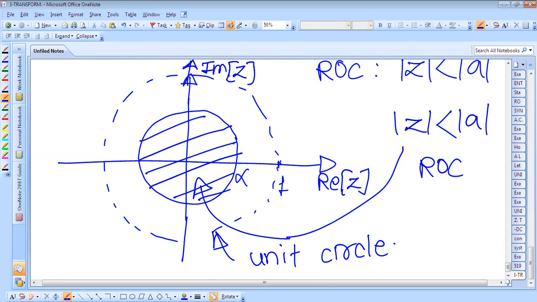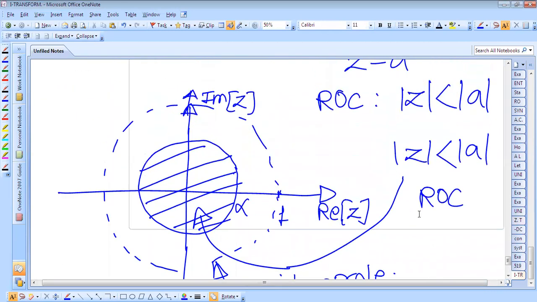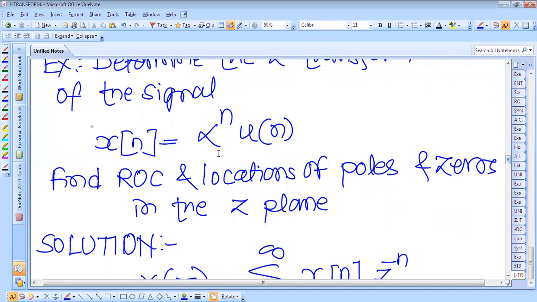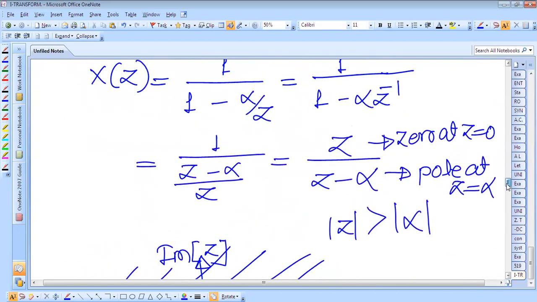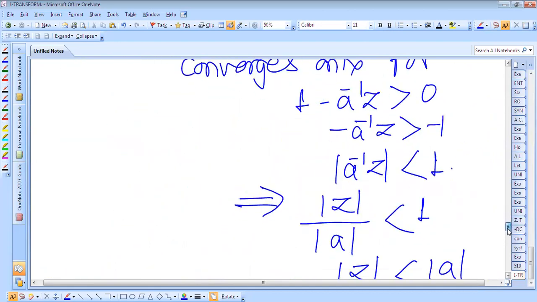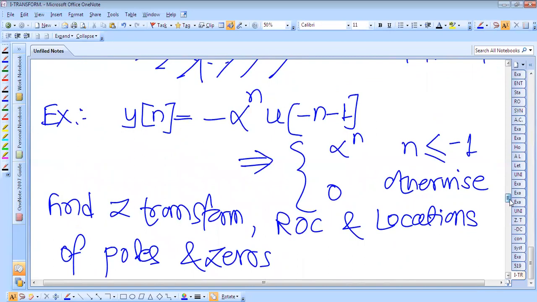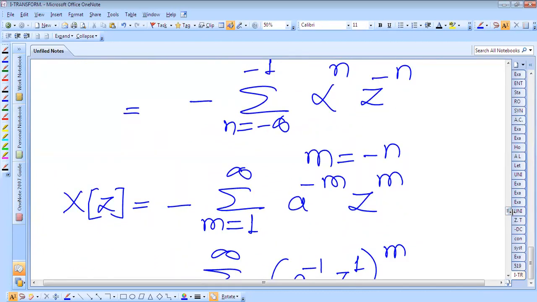So what can we conclude from this? The conclusion is that from x of n equal to alpha raised to power n into u of n, the Z transform is Z over Z minus alpha, and this function y of n is equal to minus alpha raised to power n u of minus n minus 1 is also, this is y of z. The function is given here because it is mentioned in y of z. Y of z is given.